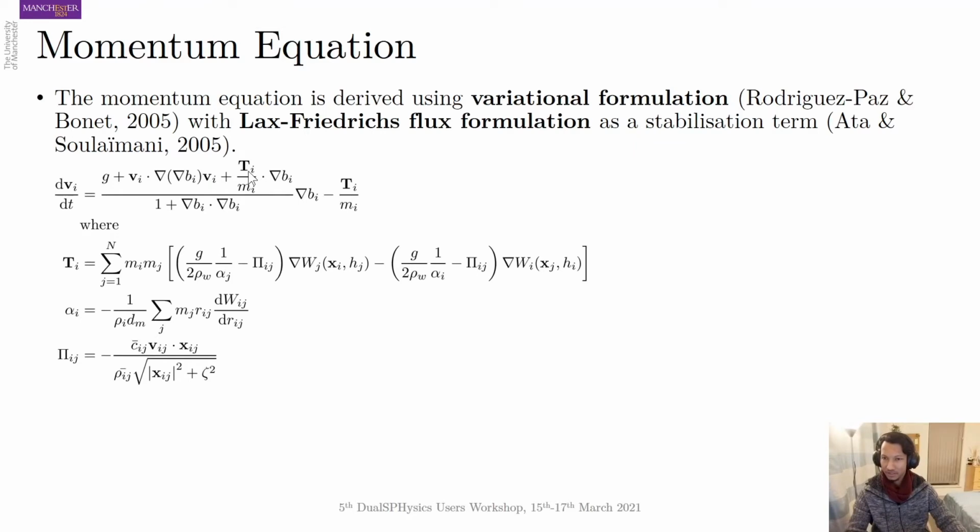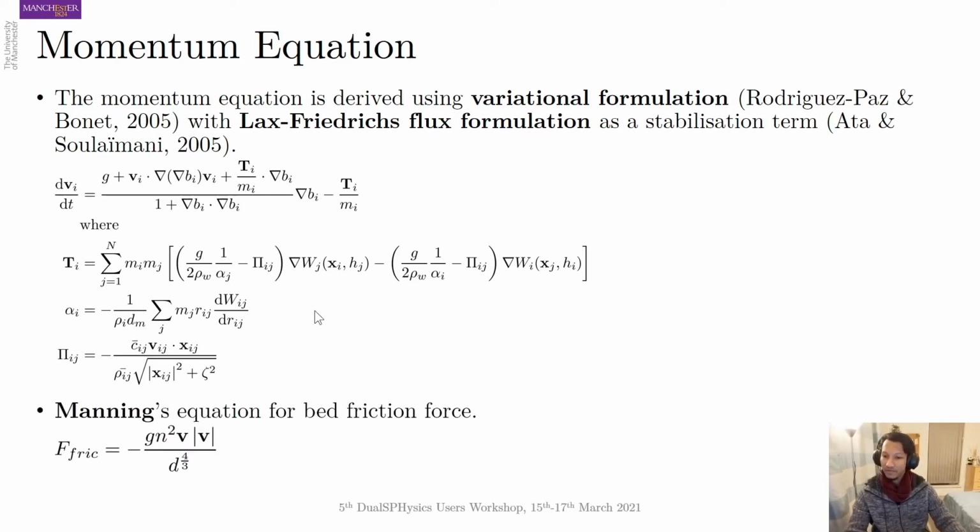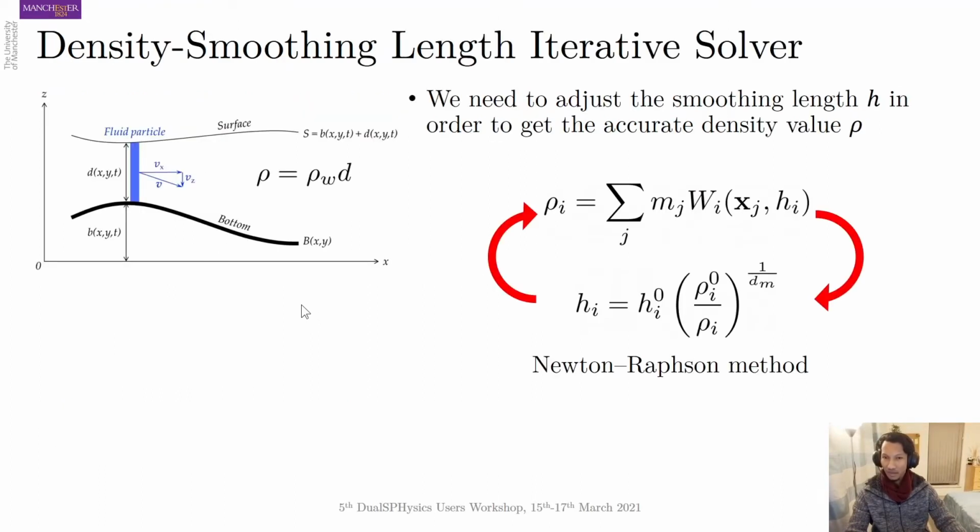The momentum equation is derived using variational formulations with the Lax-Friedrichs flux formulation as a stabilization term, which leads to these equations here. And for the bed friction, we use the Manning equation. As we use a variable smoothing length, we need to adjust the smoothing length in order to get an accurate density value. So the density is a function of smoothing length, and smoothing length is a function of the density. So we need to solve this iteratively with the Newton-Raphson method.